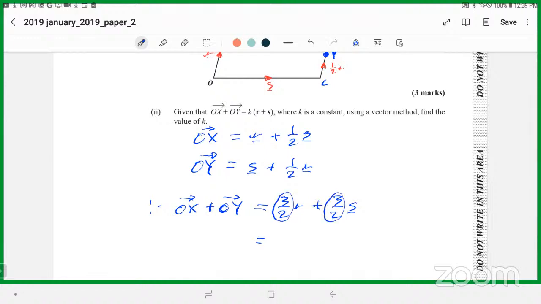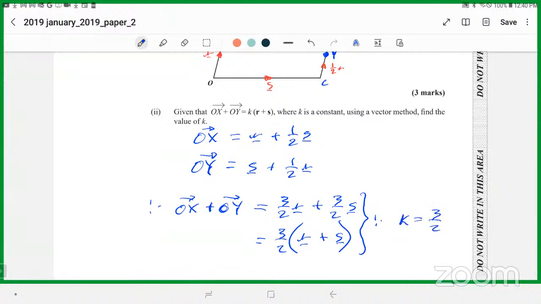Factorize the 3 over 2. If I factorize the 3 over 2, I'm going to be left with R out of this one plus S out of this one. And now it looks like this. So based on that, what is my K? K equals 3 over 2. The mathematics is so ridiculously easy. Therefore, K equals 3 over 2.